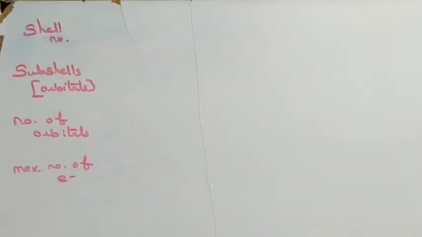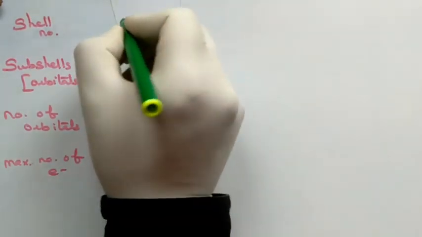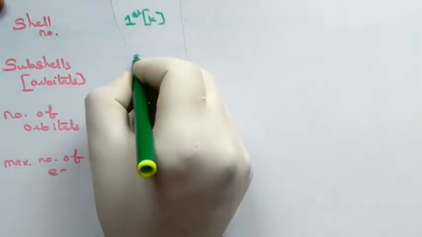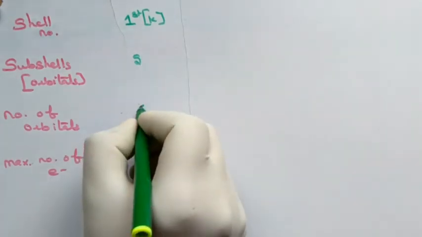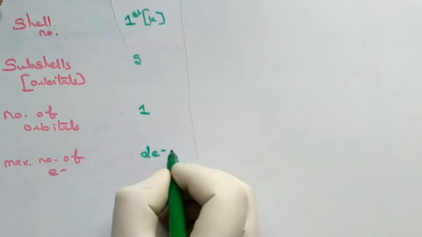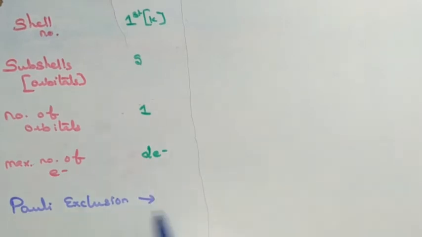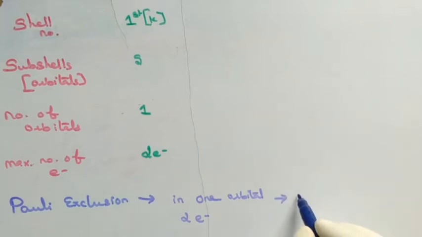First we are going to see about the first shell. The first shell is named the K shell. The subshell for the K shell is s, and in the s orbital only one orbital is there. In one orbital, electrons can occupy, because as per Pauli's exclusion principle, in one orbital only 2 electrons can occupy, and those 2 electrons are paired spins.